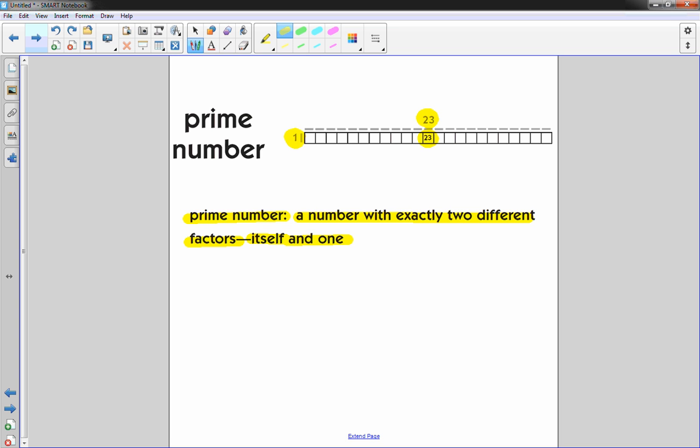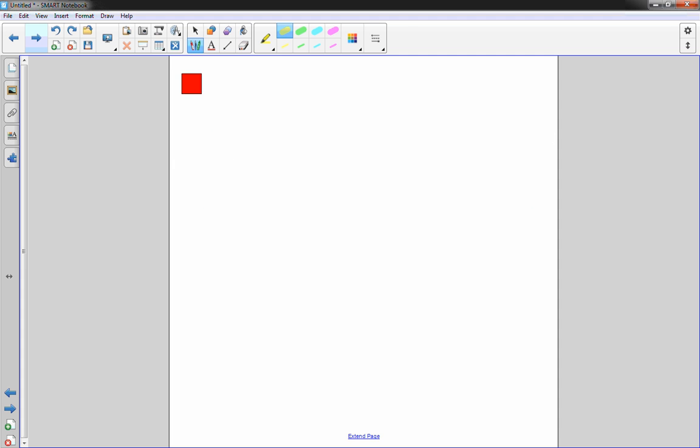Let's do one example real quick. I'm going to use the number 12. And I'm going to try to make as many different rectangles with 12 tiles as possible. So one way is a long skinny one.